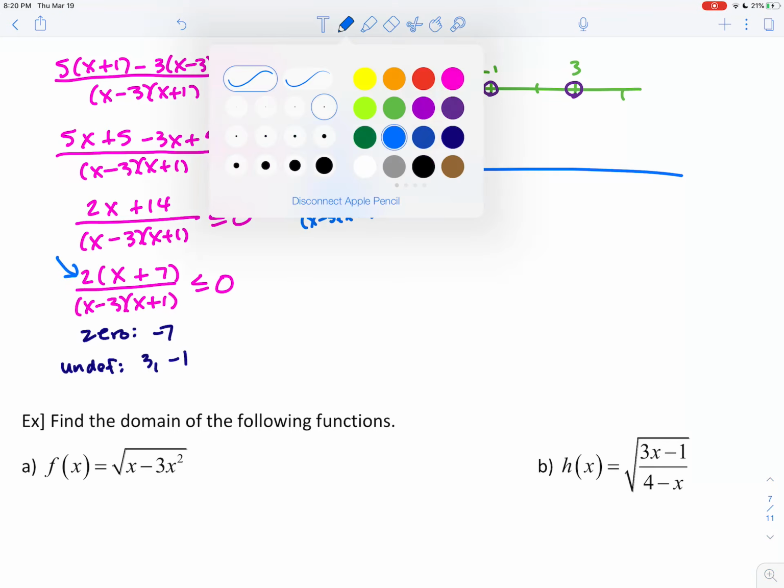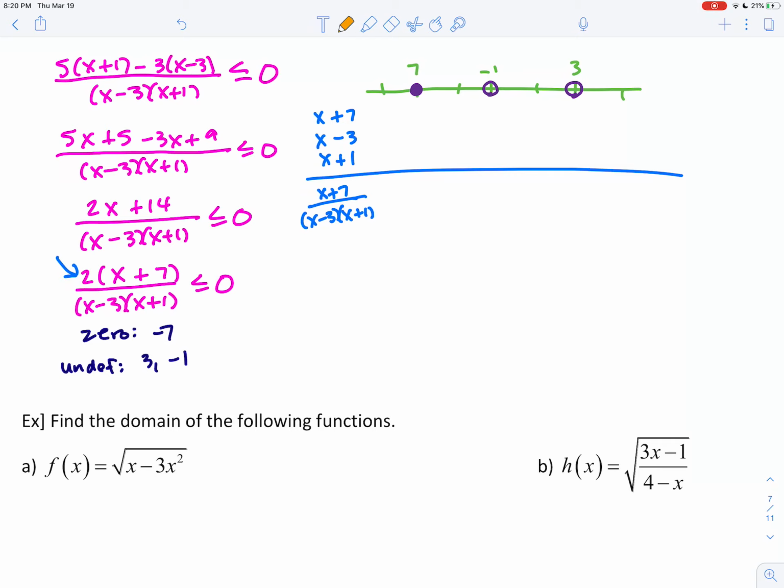Okay, so let's make a sign chart. X plus 7 will be negative over here. Sorry, I forgot the minus here. So it's negative over here, then positive, positive, positive. X minus 3 will be negative, negative, negative, positive. X plus 1 is negative, negative, positive, positive.